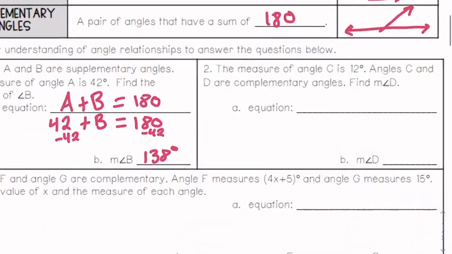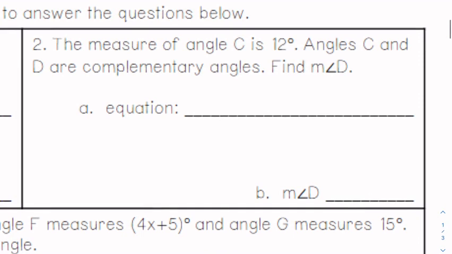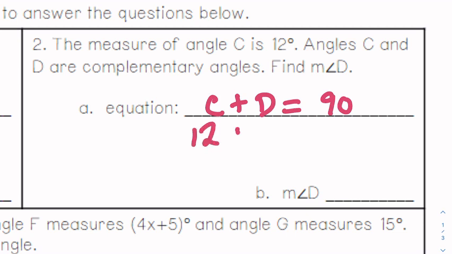Taking a look at number 2. The measure of angle C is 12 degrees. Angles C and D are complementary. Remember, complementary is 90 degrees. So I'm going to say C plus D equals 90 for my equation. And they told me what angle C was. Angle C is 12 degrees. They want to know, what is angle D?